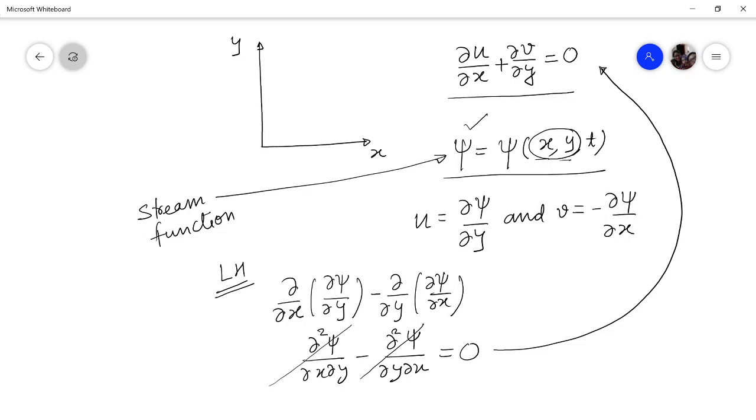Now what is the beauty of the stream function? The beauty of this stream function is, instead of using two components for the velocity, we are simply using one variable, that is psi. And if at all in future these components are required, then we can derive back from psi these values u and v.